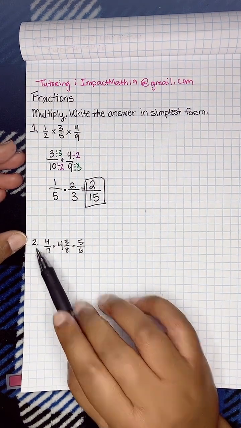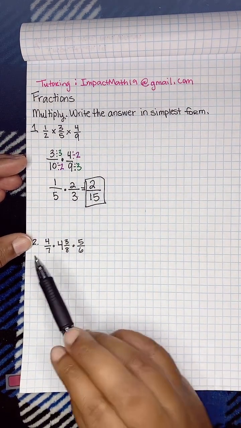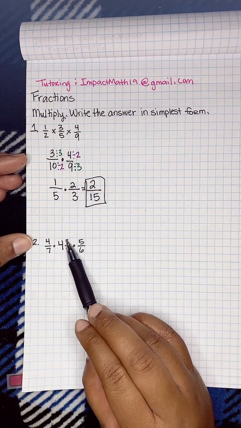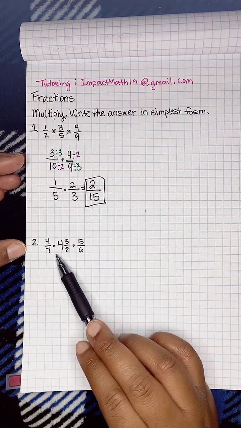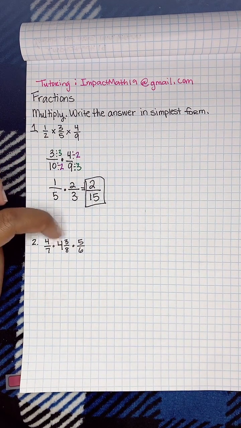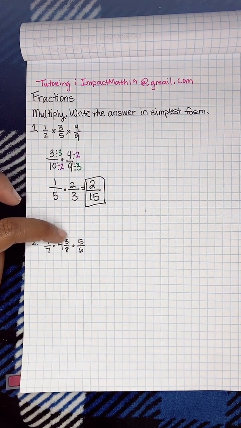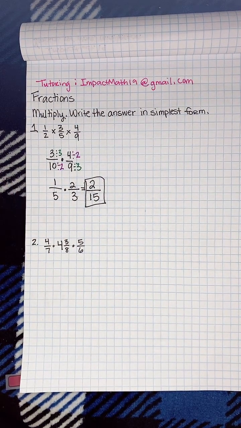All right, so let's go to number 2. Okay. All right, so we're doing 4 7ths times 4 and 3/8. What do we have to do first? Mixed number. Good. Yes, this mixed number. So can somebody put it in the chat? How do we change it to an improper fraction? Mixed number. So how do we change it?